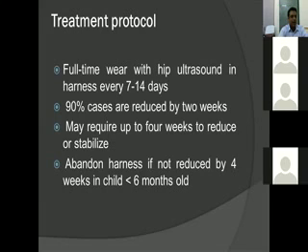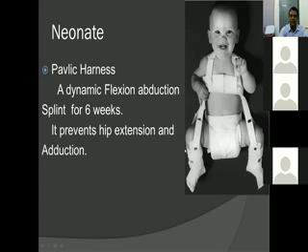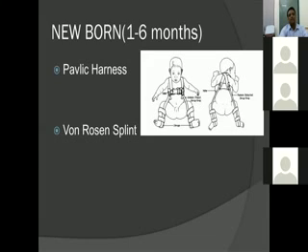The Pavlik harness is advised in the age of 1 to 6 months, and with these straps you can adjust how much flexion and abduction is required. By adjusting that, one has to take frequent radiographs, every week, and see the position of the femoral head in relation to the acetabulum, do the adjustments in the straps and continue this for 6 weeks. So for the infant from 1 to 6 months again, Pavlik harness and Von Rosen splint, another splint which is used here.